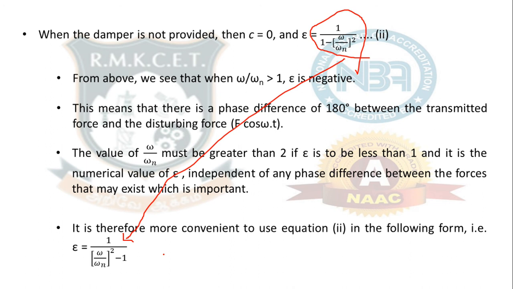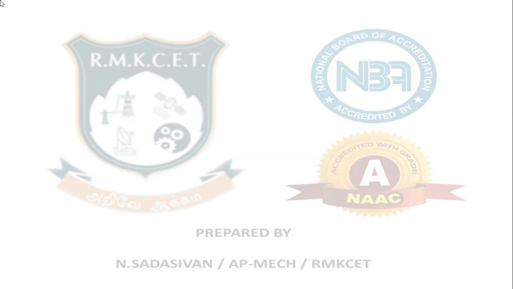We did this in the third unit also. Epsilon equals 1 by (omega by omega n) the whole square minus 1. How is it possible to do it like this? Because the difference between these two will be very small no matter how you put it. Only the sign will change.